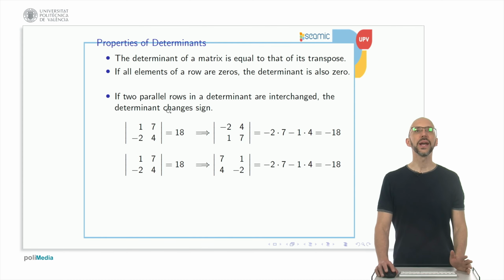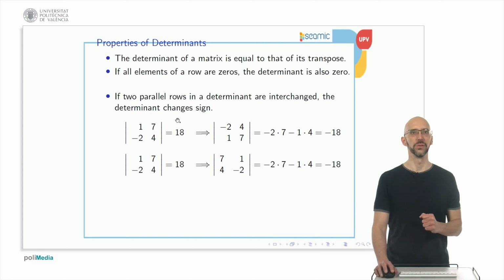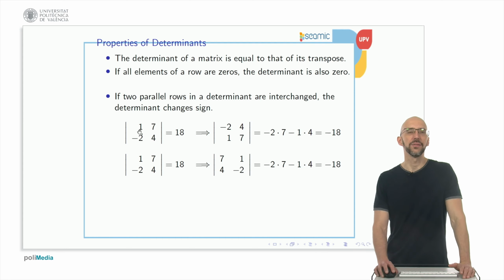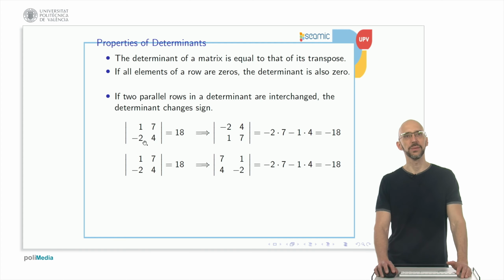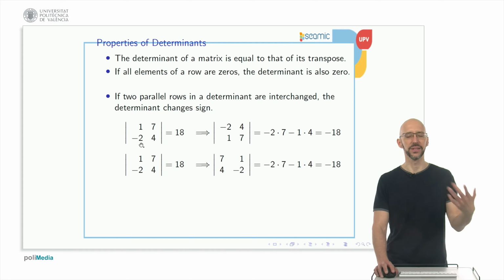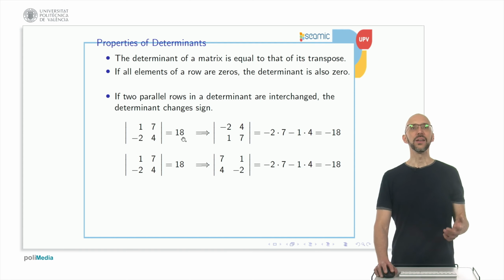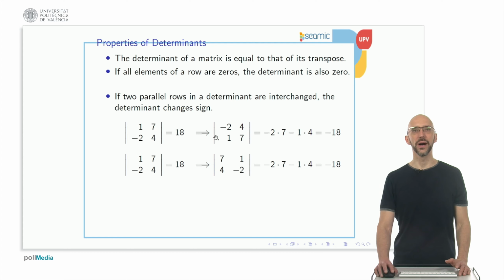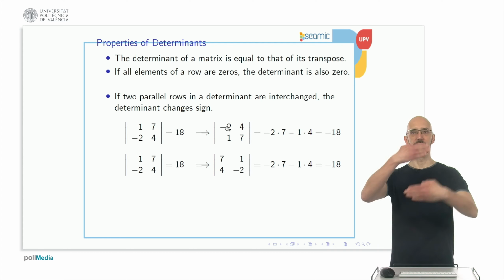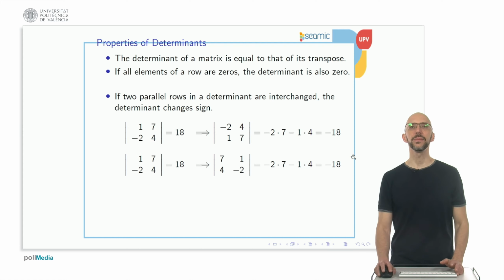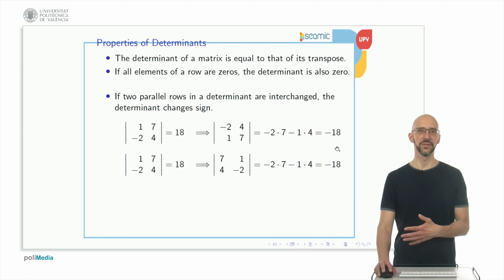Okay, if two parallel rows in a determinant are interchanged, the determinant changes sign. Be careful. Let me see. In this case, we have that 1, 7, -2, 4, the determinant is 4 minus 7 times -2 is 18. If I change the first row and I write it in the second row, and the second becomes the first row, I just flip the rows, then the determinant is the same value but with negative sign.